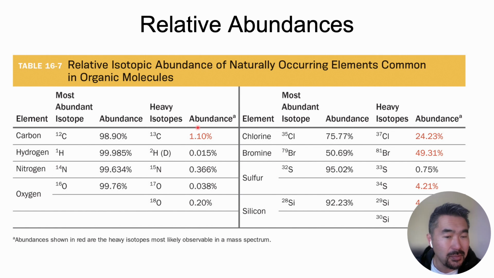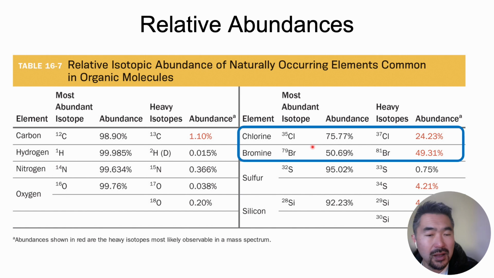Carbon C13 abundance is about 1%. All the other ones don't really matter except for these two I want you to pay attention to because that shows up fairly often: chlorine and bromine, the halogens. Chlorine has about a 3-to-1 abundance ratio between the lighter to heavier isotopes, Cl35 and Cl37. So you're going to see 2 peaks that are 2 mass units apart if you have a chlorine-containing compound. And that ratio is going to be about 3-to-1, and you'll see an example in a little while.